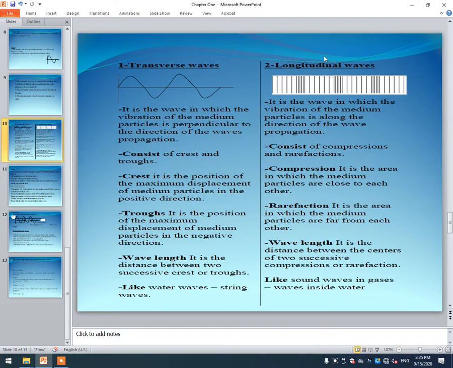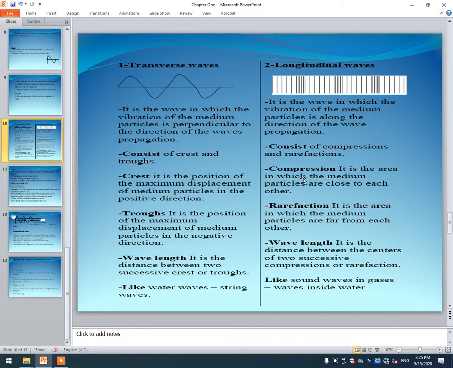From here we can define the longitudinal wave. It's the wave in which the vibration of the medium particles is along the direction of the wave propagation, making angle 0. And it consists of compressions and rarefactions. We can define the compression as the area where the molecules of the air get close to each other.